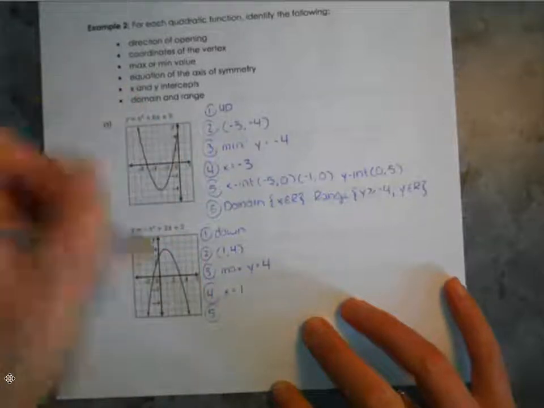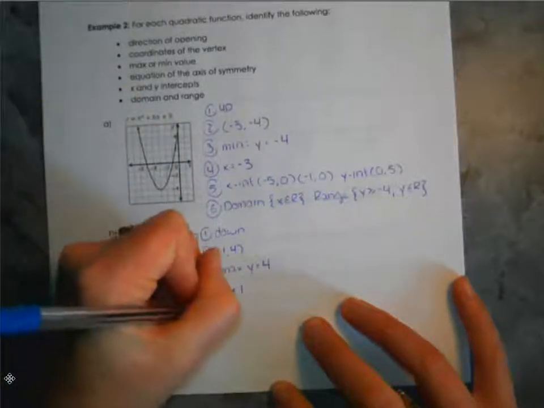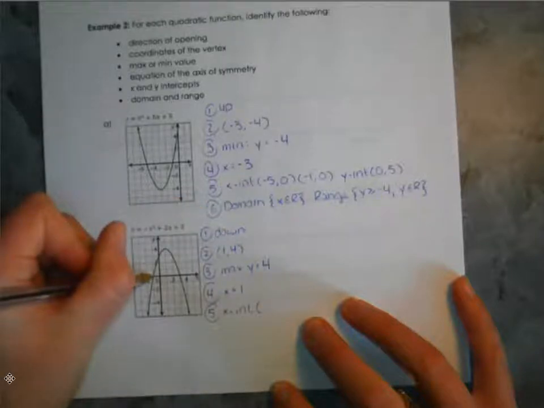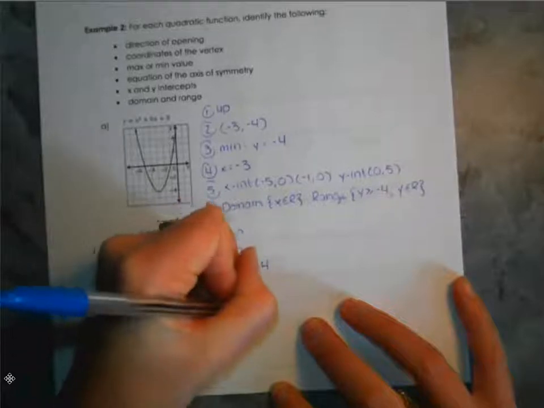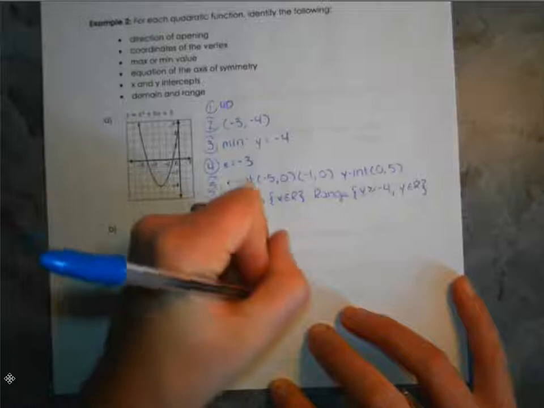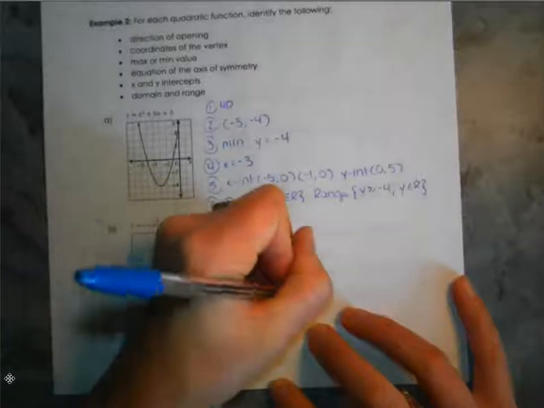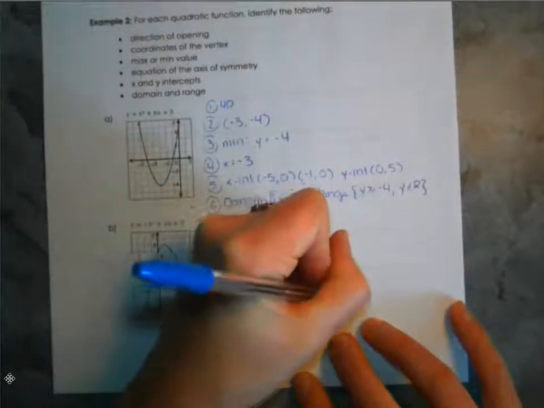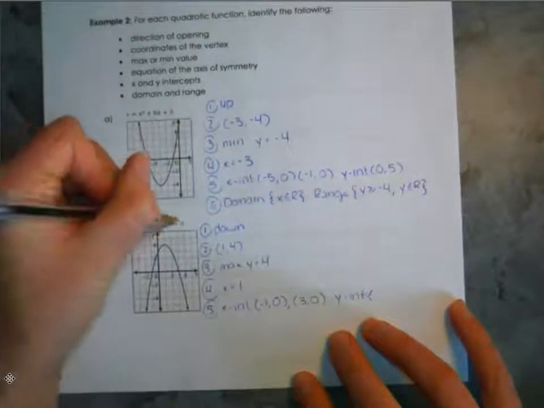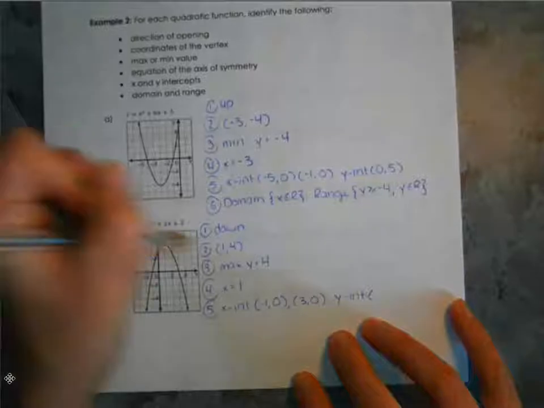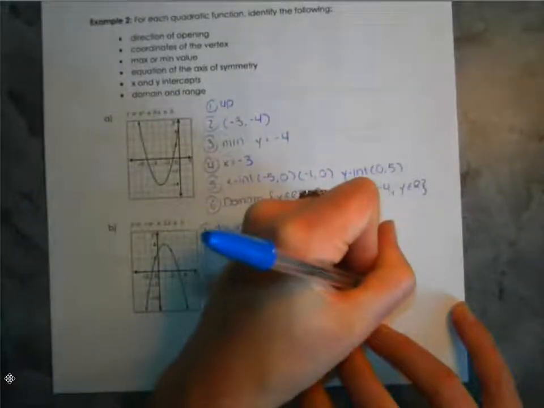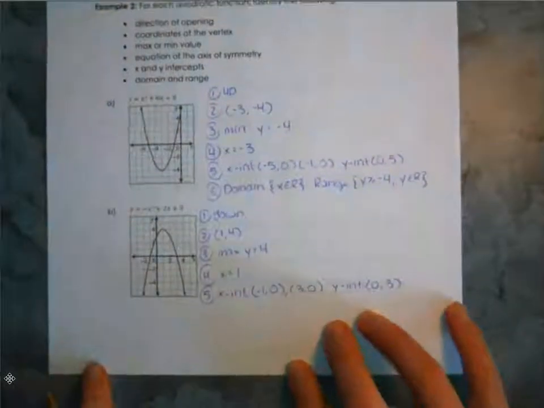Number 5, we want to do x-intercept. We're going to have 2 of those. So the first one over here is -1 and 0. And then our second one is going to be +3 and 0. Our y-intercept, we can look on the graph, or we can look here and we can see that it's going to be +3 for the y and 0 for the x, of course. So those are going to be our coordinates.